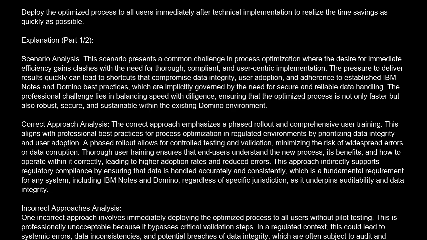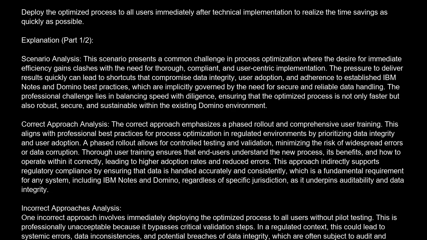This approach indirectly supports regulatory compliance by ensuring that data is handled accurately and consistently, which is a fundamental requirement for any system, including IBM Notes and Domino, regardless of specific jurisdiction, as it underpins auditability and data integrity.